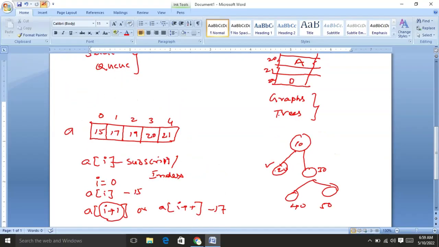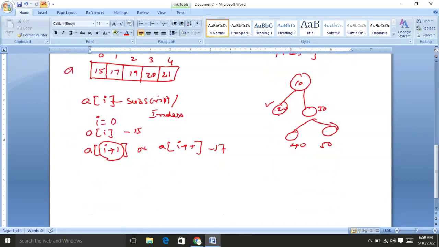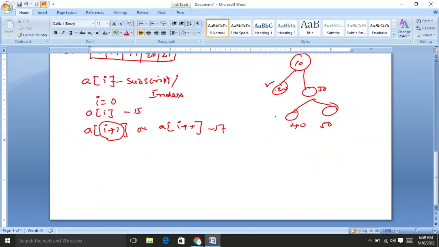Okay, friends, we can understand what the linear and the non-linear data structure are. But there is one data structure, that is the linked list. The linked list is a versatile data structure. It is a non-linear data structure, but it exhibits linear organization while accessing the data elements.